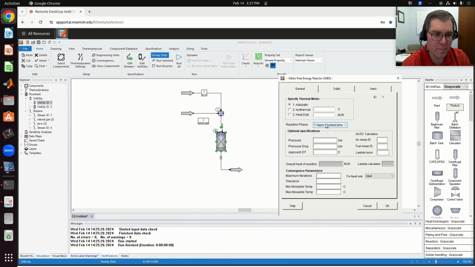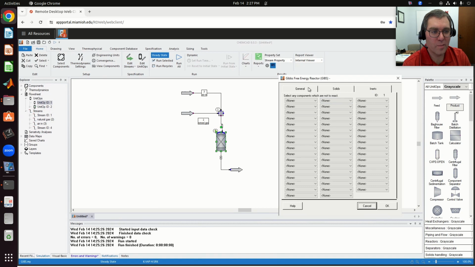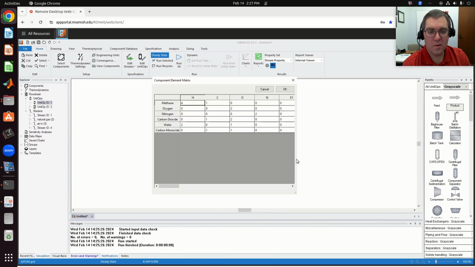Okay, it's going to be a vapor phase reaction. You can specify a pressure drop or anything like that if you wanted to. And that's all. It's being operated adiabatically, and I don't need to specify anything else at this point for this problem, unless I wanted to. I should add, you can click inerts. So if there's a component that you don't want to participate in your reaction, then you could select it from the inerts. But I click OK.